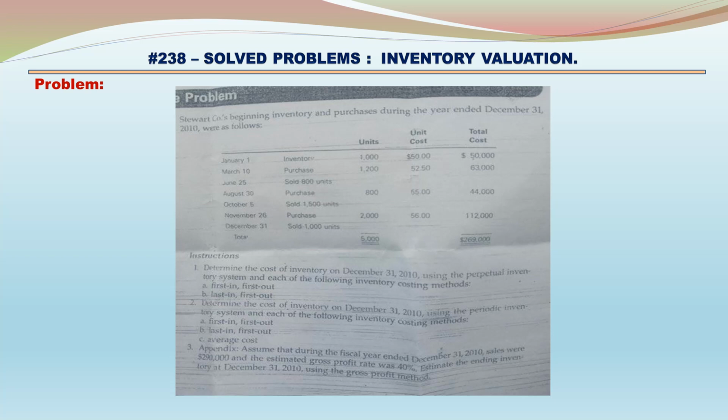3. Appendix. Assume that during the fiscal year ended December 31, 2010, sales were 290,000 and the estimated gross profit rate was 40%. Estimate the ending inventory at 31st December 2010 using the gross profit method.